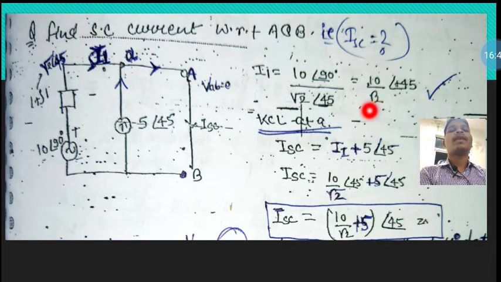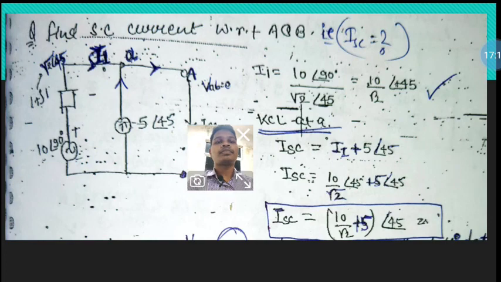After applying KCL, the short circuit current is equal to I1 plus this current, so I1 plus 5 angle 45. So I1 is 10 divided by root 2 angle 45 plus 5 angle 45. Taking angle 45 common from both terms, we get 10 divided by root 2 plus 5. So this is our short circuit current across points A and B. This is our complete answer.